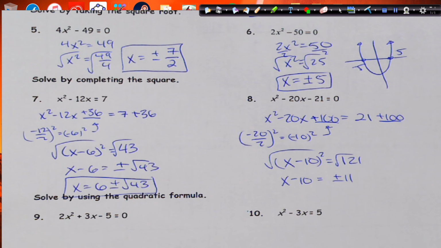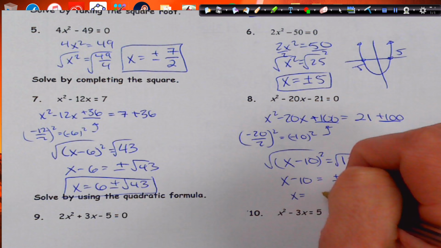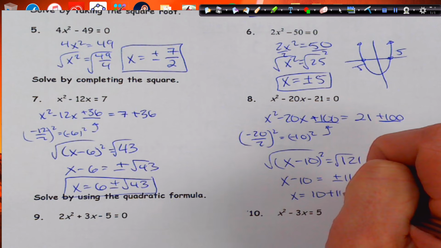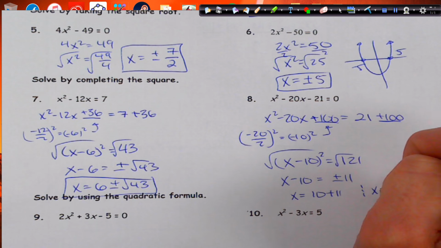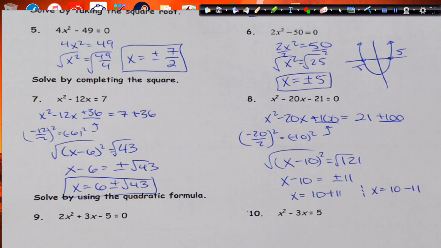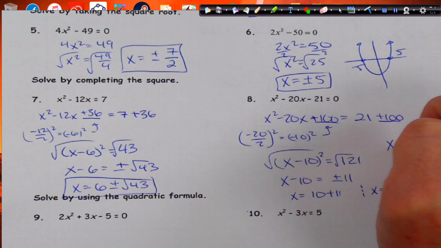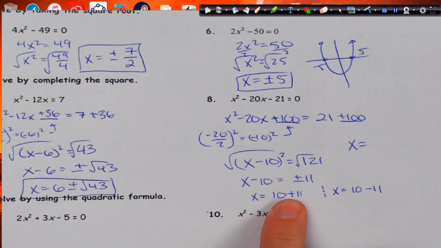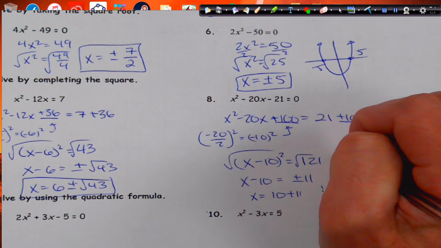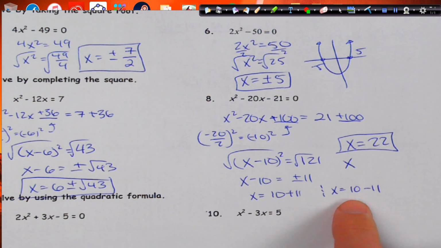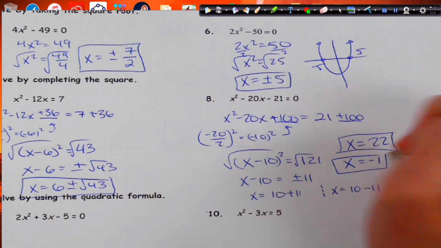This one actually factors. So when we do this, we're going to actually get x equals 10 plus 11 and x equals 10 minus 11. And so our final answer is x equals 10 plus 11, which is going to be 21, and 10 minus 11 is going to be negative 1.